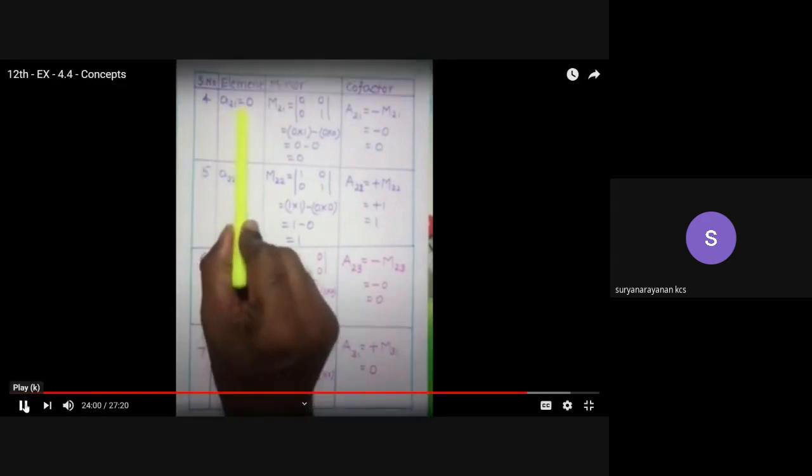Now come to the fourth element, A21. Understood, my dear children, how to find the minors and cofactors of first row elements. Now we are going to discuss second row elements, minors and cofactor elements.